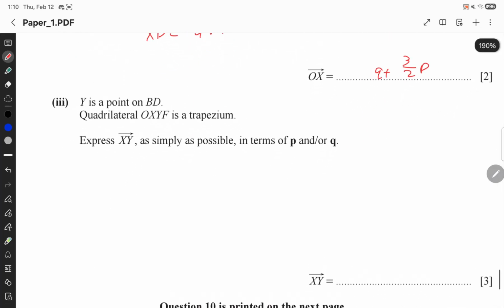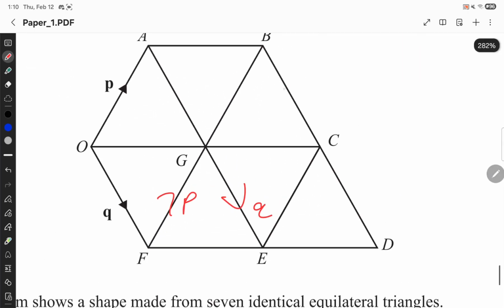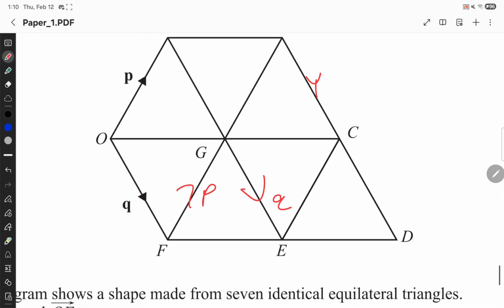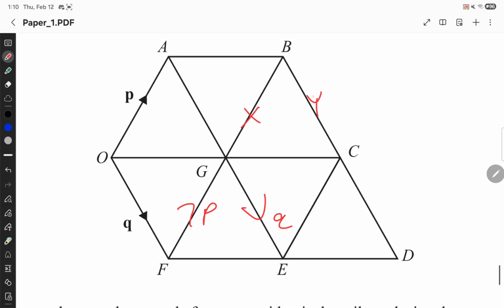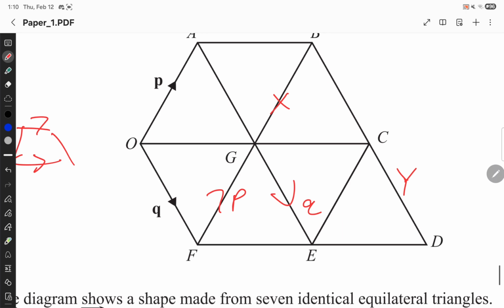Y is a point on BD, and this is a quadrilateral, a trapezium. We need to find OY. Now, we know Y is a point on BD, and this is a trapezium. How is a trapezium? It is just two parallel lines with two non-parallel lines which are facing somewhere else to each other.